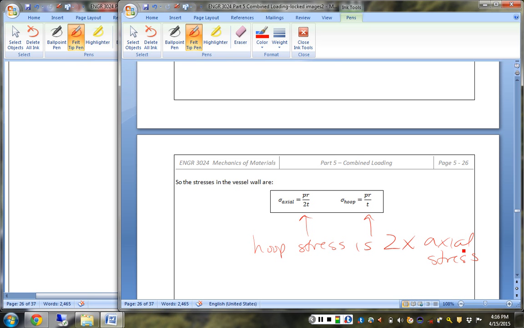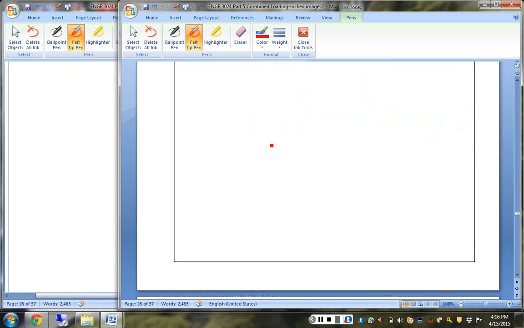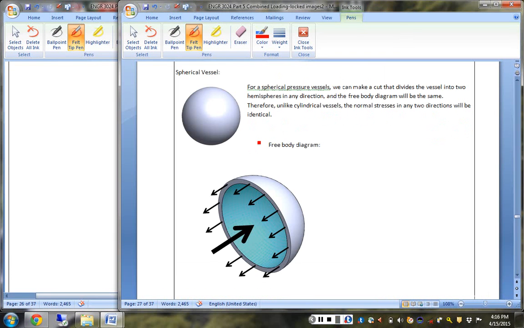So that's not necessarily a good thing, or that means you might need to make considerations for that hoop direction, which we'll talk about shortly. What if instead of a cylinder shape, we do a spherical pressure vessel? The same math is going to work.